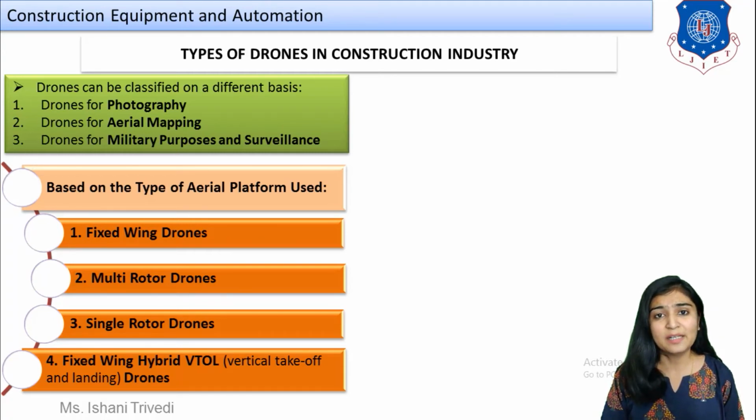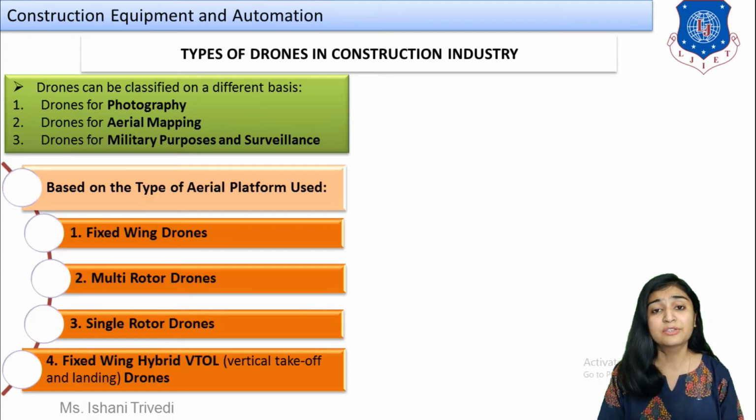Second is for aerial mapping. These drones are going to be different from the regular ones. They are specific to aerial mapping, or based on different aerial platforms, which we are supposed to study in detail over here. And the third which we have is drones for military purposes and surveillance. As I said, the patrolling and surveillance of the borders is also carried out using drones nowadays. So these are the 3 basic classifications of the different types of drones.